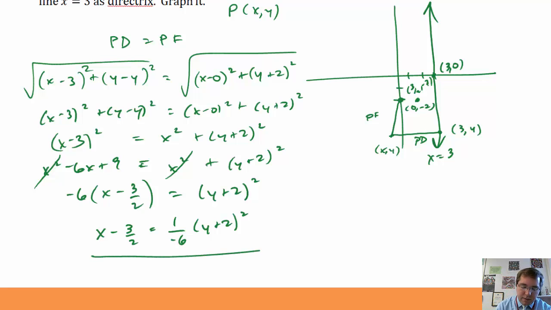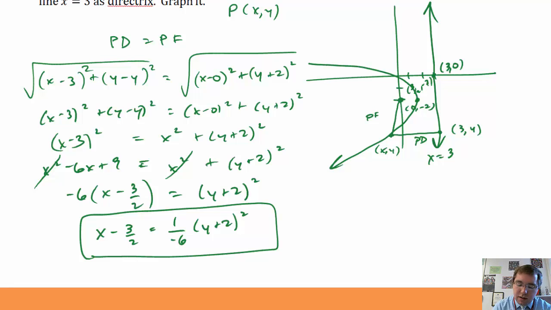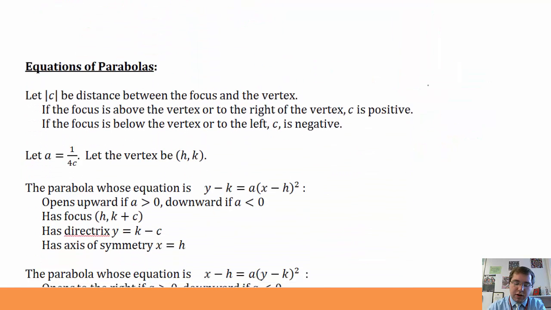So that's my equation. It looks like the equation we had before, but the x and the y have changed places. And that's because my parabola this time opens horizontally. In this case, it opens to the left. If it opens vertically, up or down, then the x term is squared, and the y is on the left side. If it opens horizontally, left or right, then the y term is squared like it is here, and the x term is on the left-hand side. Okay? So let's generalize that.